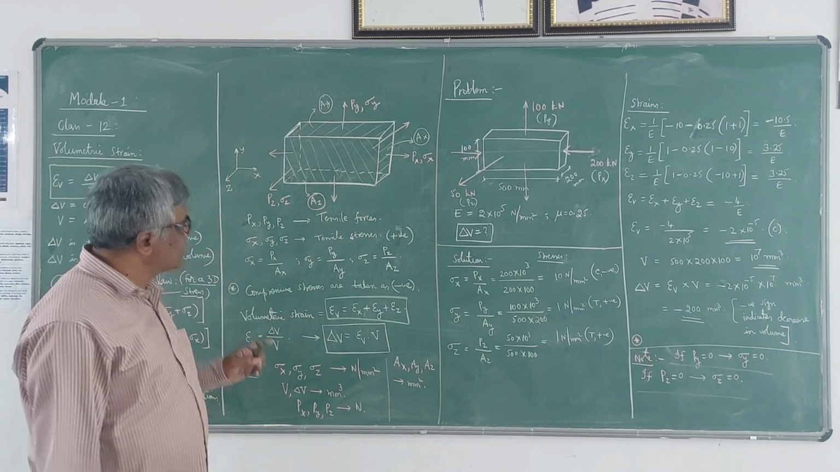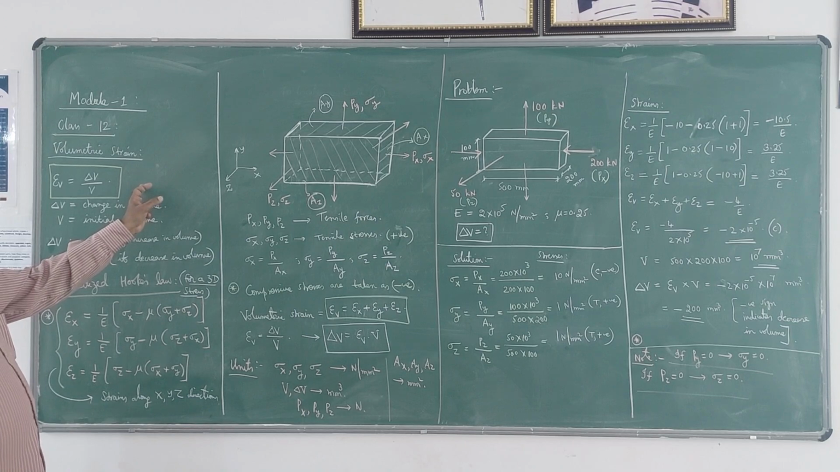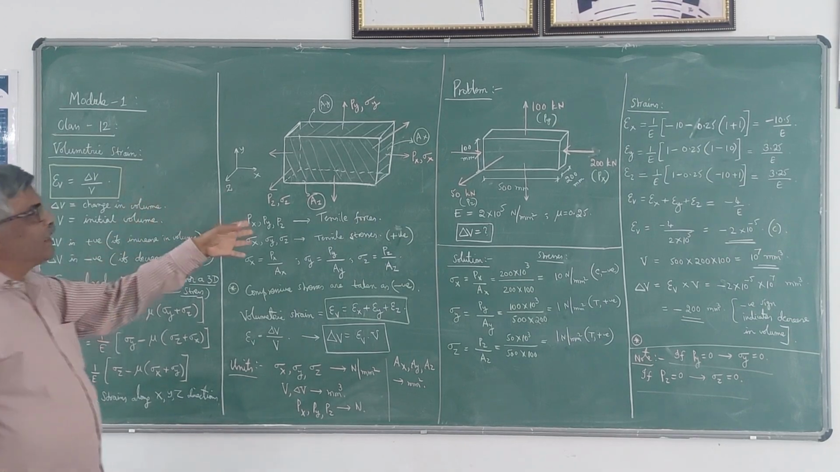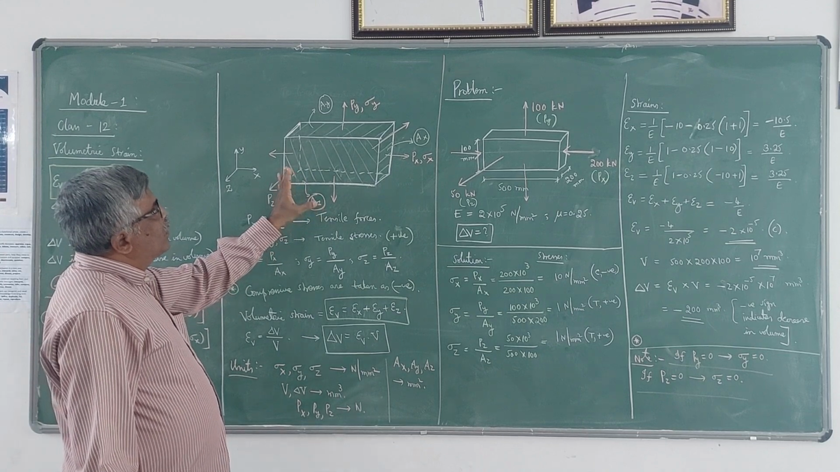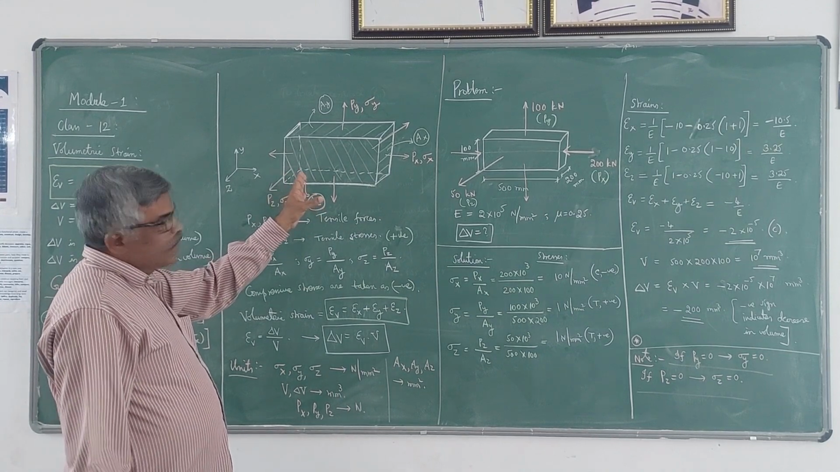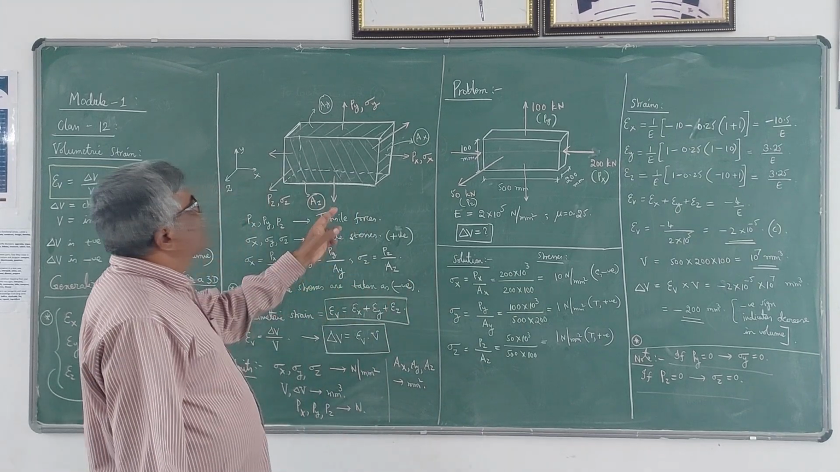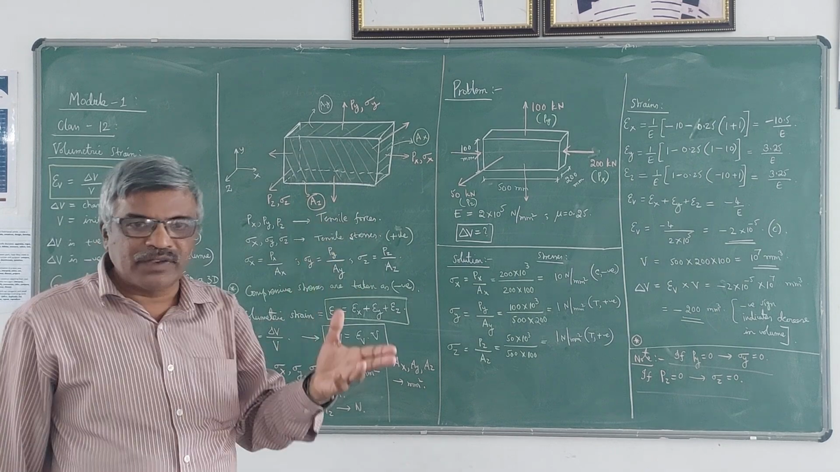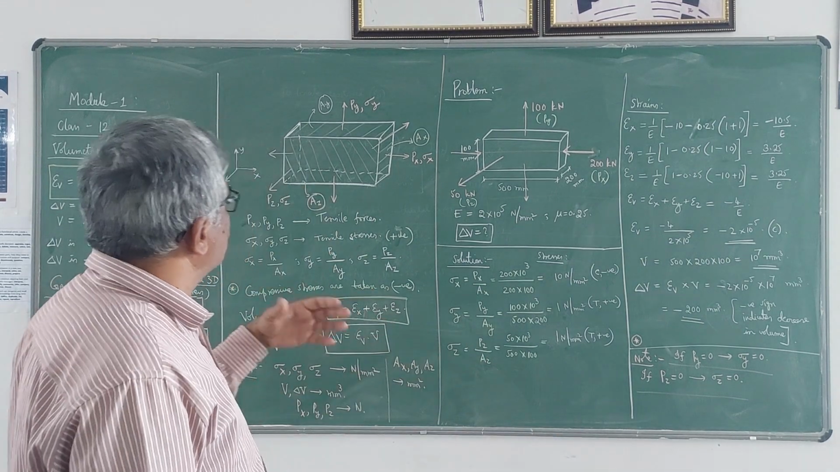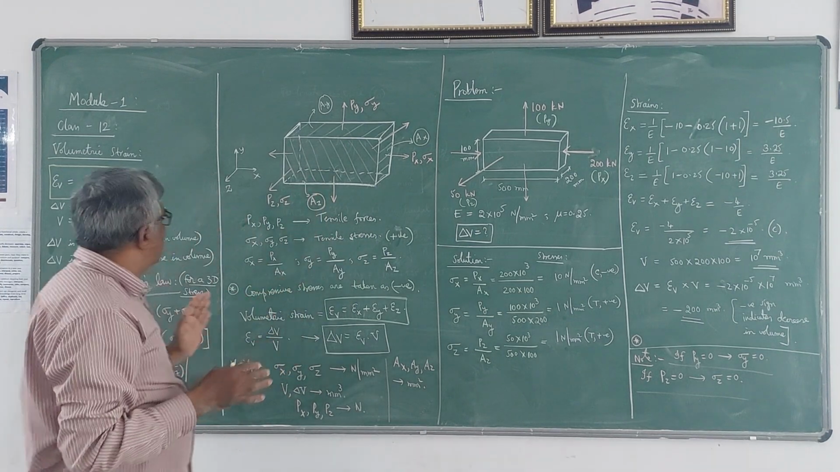So in this class, we will discuss volumetric strain and how it can be calculated in the case of a rectangular parallelepiped. In other words, when the specimen has 3 dimensions and it is subjected to stresses in all the 3 directions, x, y and z directions.